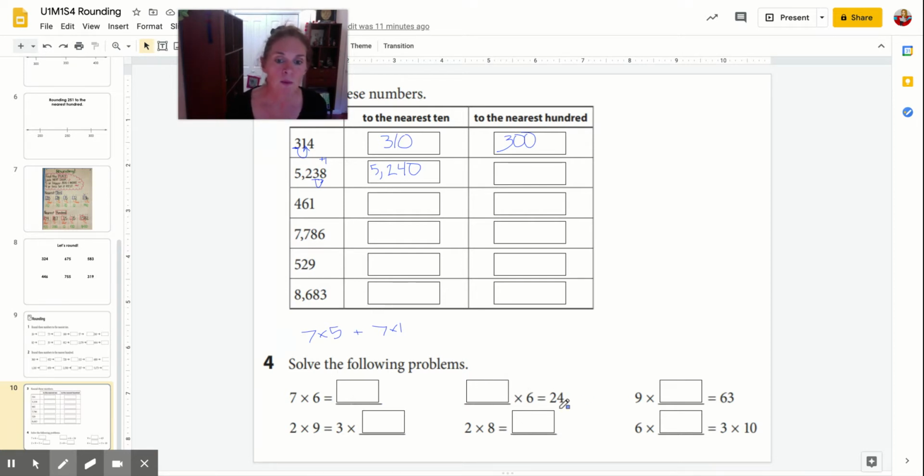All right, this one you have to figure out how many 6s go into 24. Add them up. 6 plus 6 is 12, okay? Same thing with the 9s. This one, 6 times what is the same as 3 times 10. This one here, 2 times 9 is the same as 3 times some other number. All right, have a fantastic time.